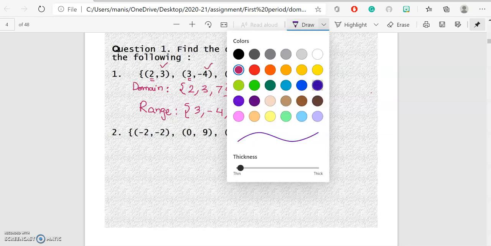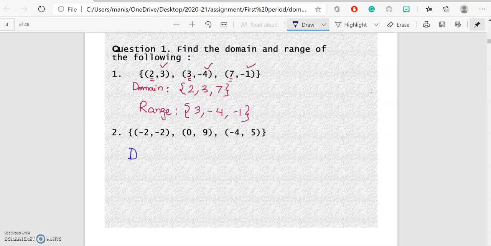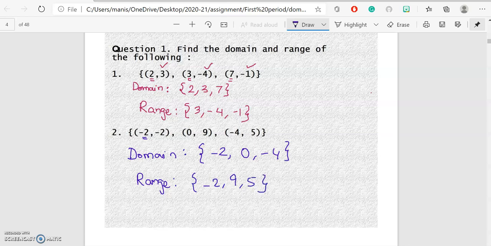So let's look at another question over here. We are finding domain and we are finding range. Again a reminder, domain are all the x values. So -2, 0 and -4. These are the x values. That's my domain for this function, and this is my range for this function over here. So these x values again are the domain and the y values are your range.